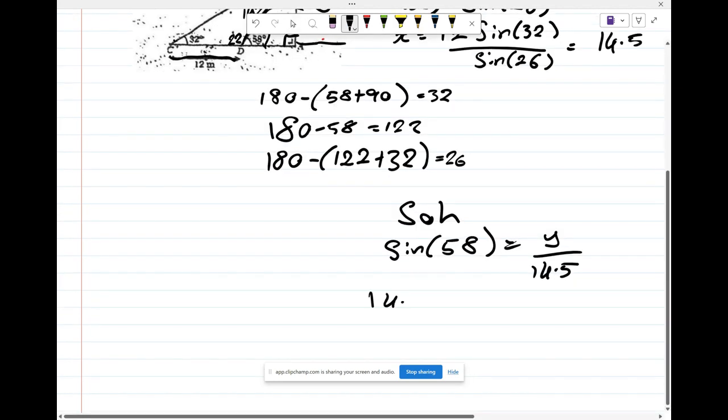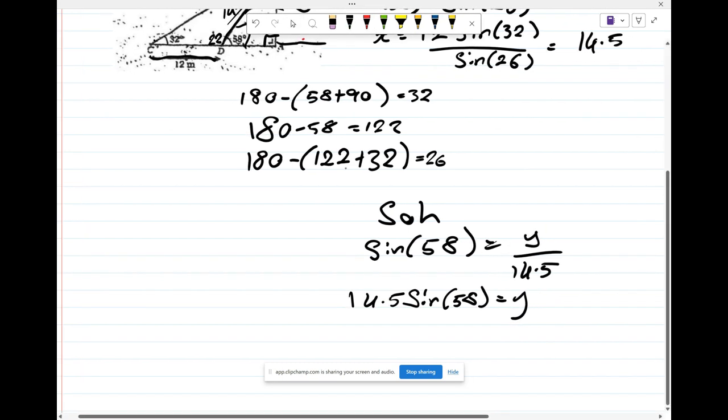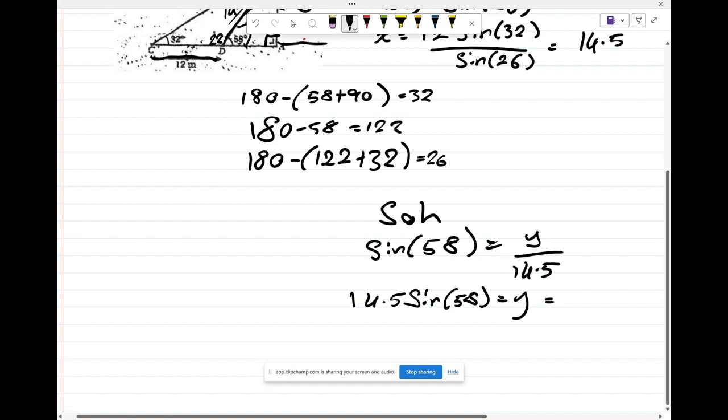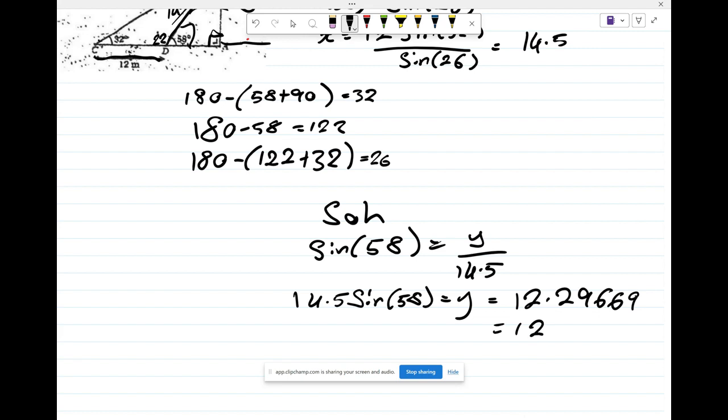Then we can multiply across by 14.5. 14.5 sine 58 is equal to y. We put this in our calculator and we get 12.29669, which is going to be 12.3 if we round up.